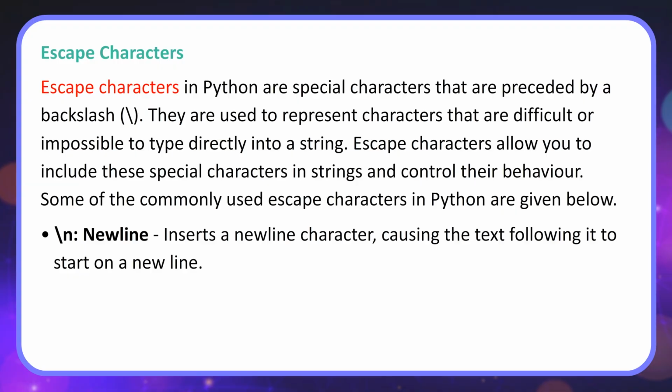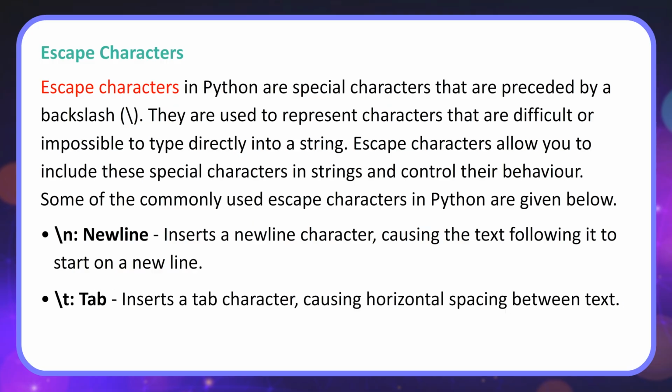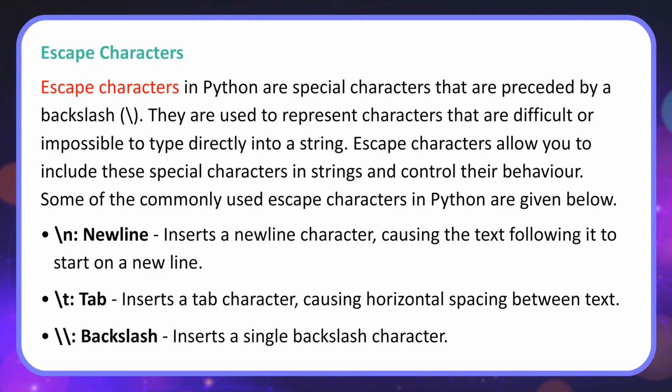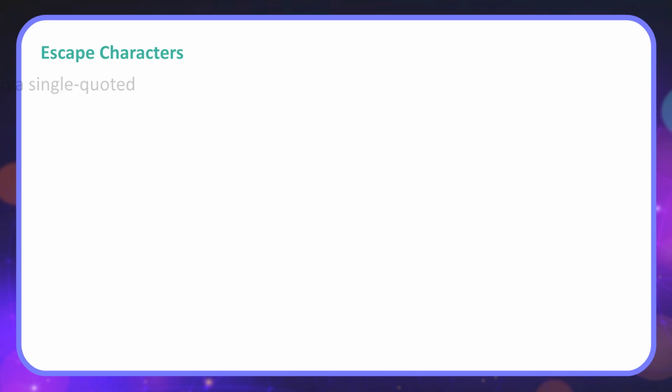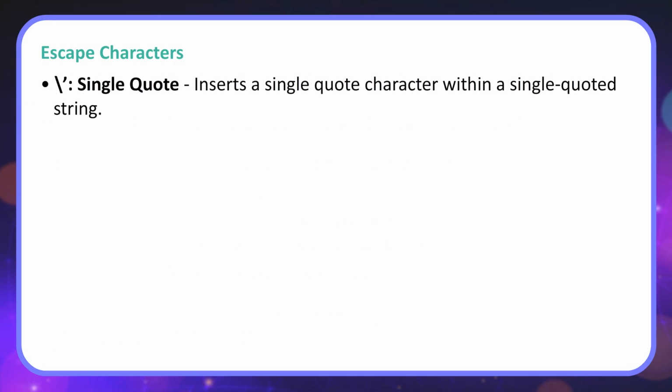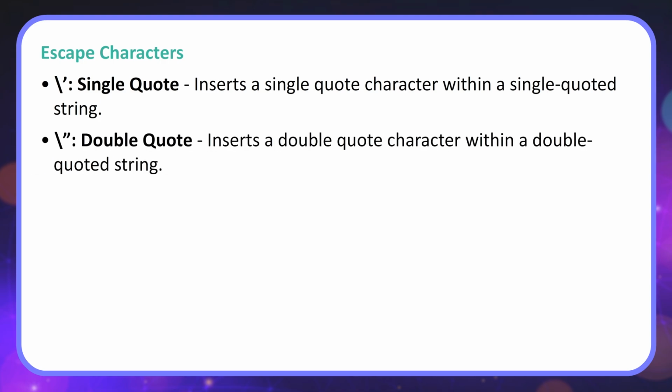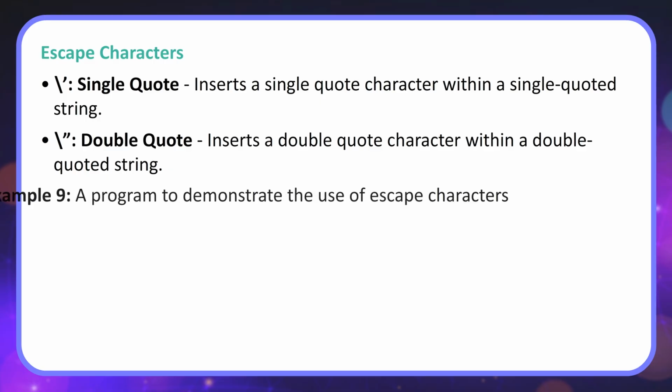\n, new line, inserts a new line character, causing the text following it to start on a new line. \t, tab, inserts a tab character, causing horizontal spacing between text. \\ inserts a single backslash character. \', single quote, inserts a single quote character within a single quoted string. \", double quote, inserts a double quote character within a double quoted string.